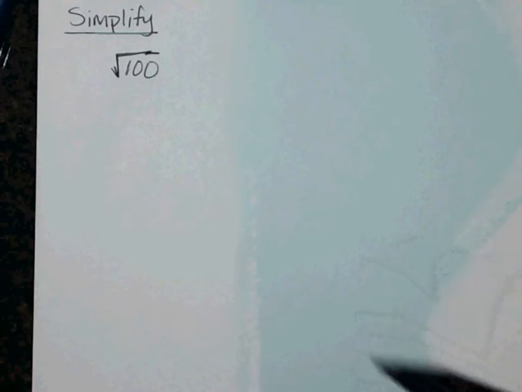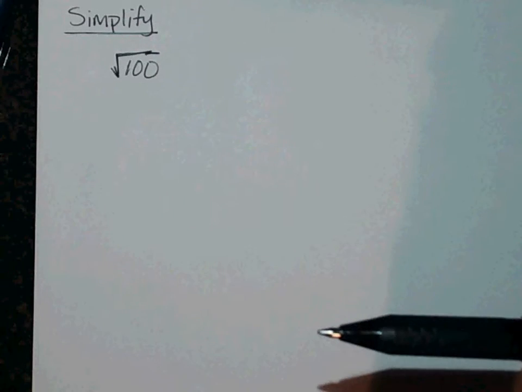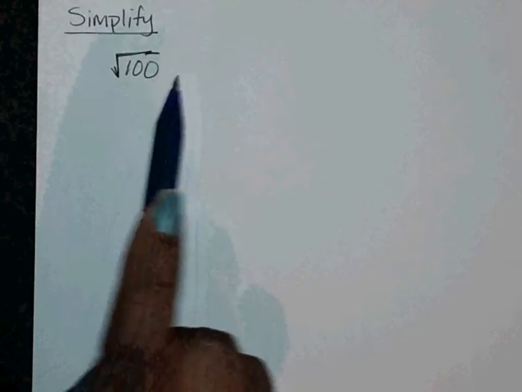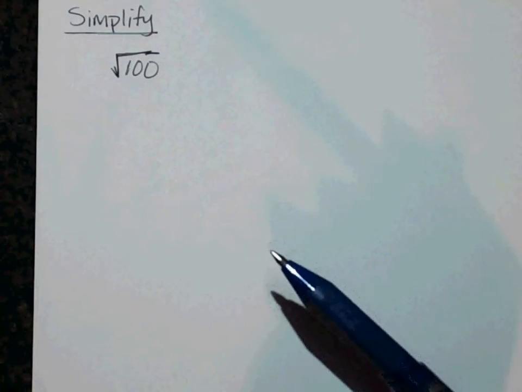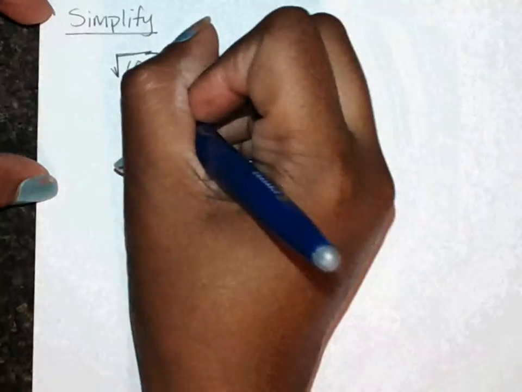Alright, so I have to simplify the square root of 100. The first way I'm going to show you is putting it into prime factorization form. And so what you'll do is you'll look at this number and see if you can find any factors. And factors are two numbers that will multiply to get you this number here.